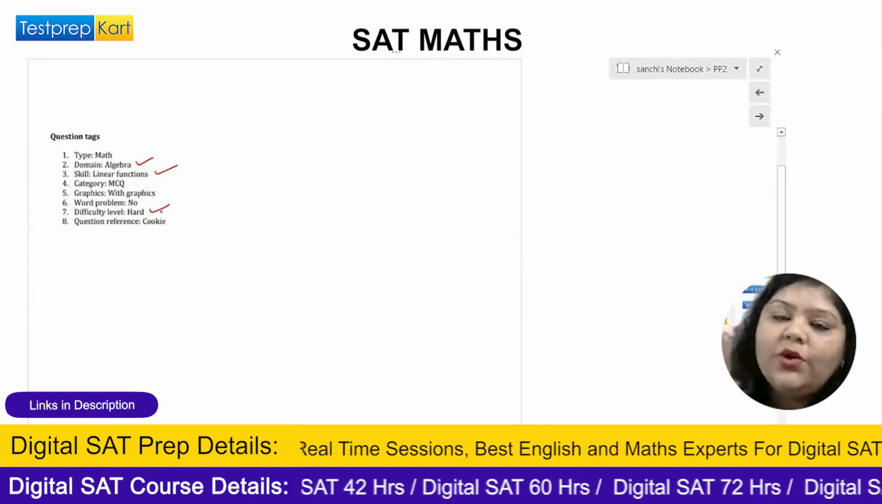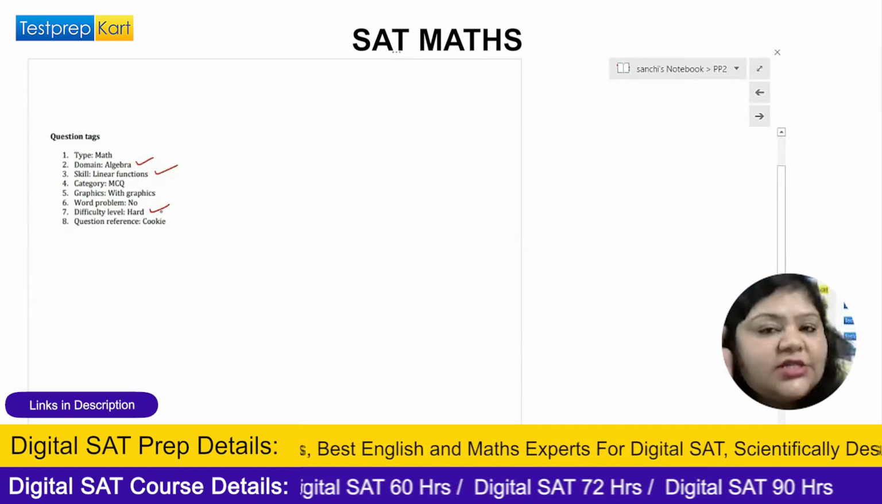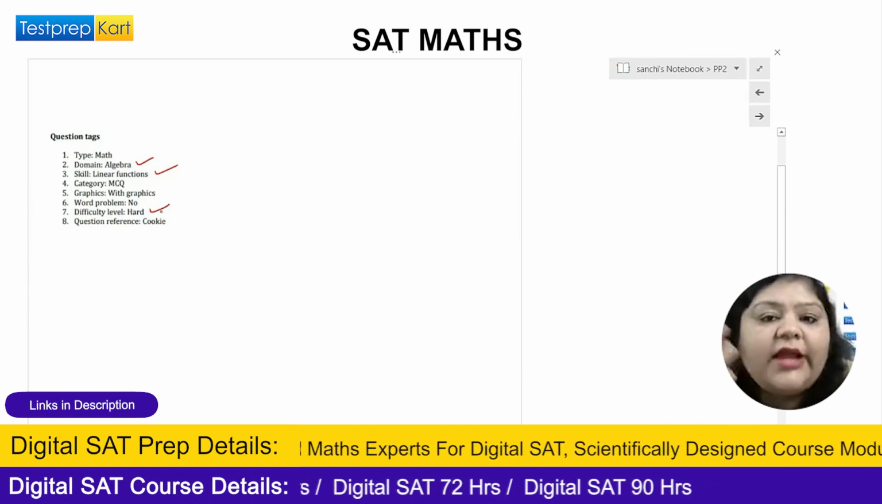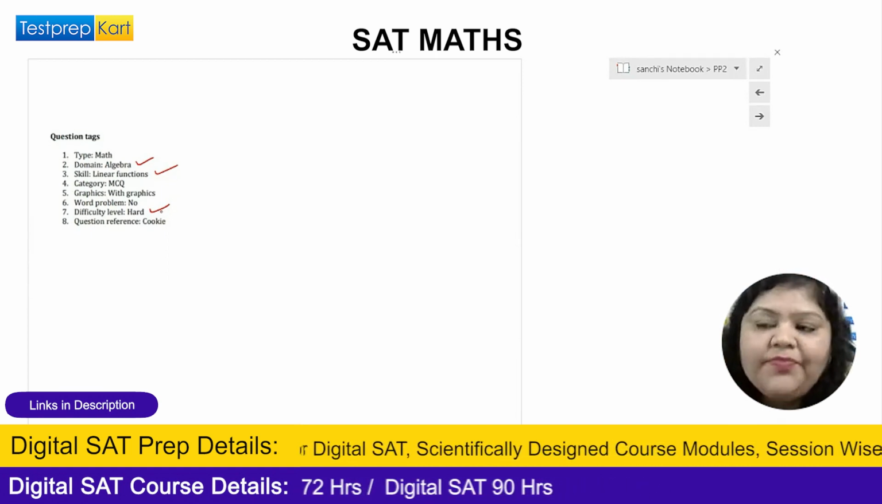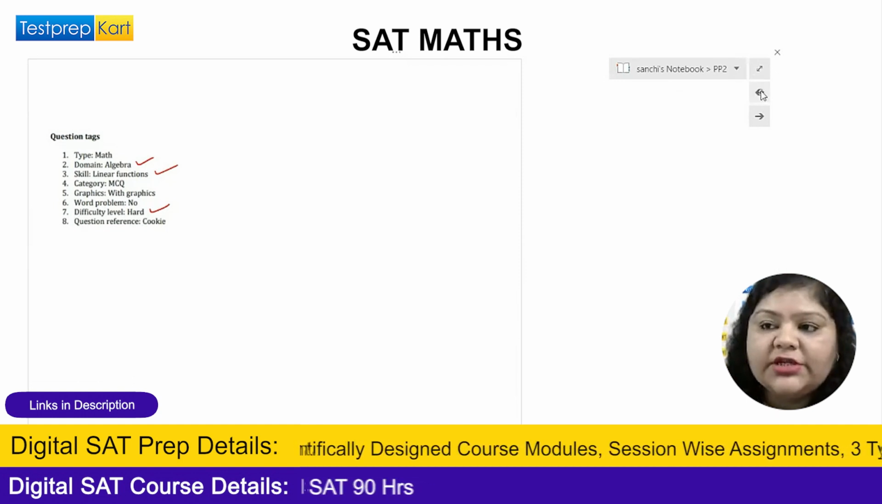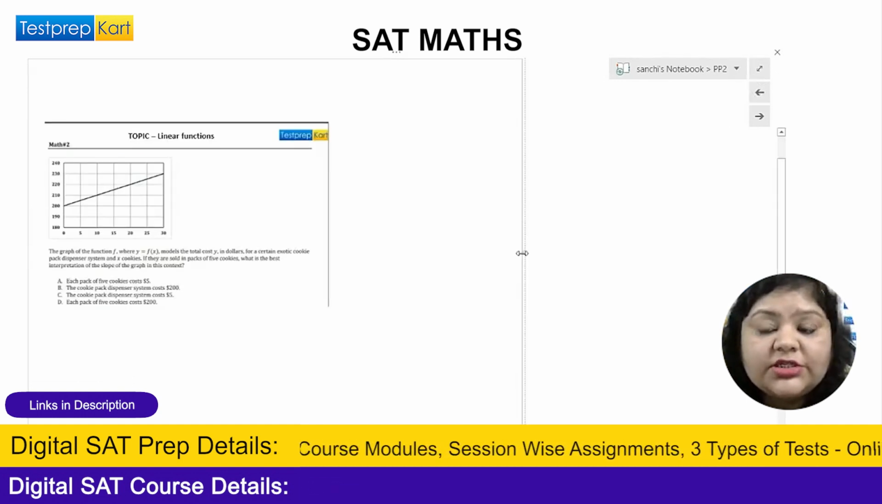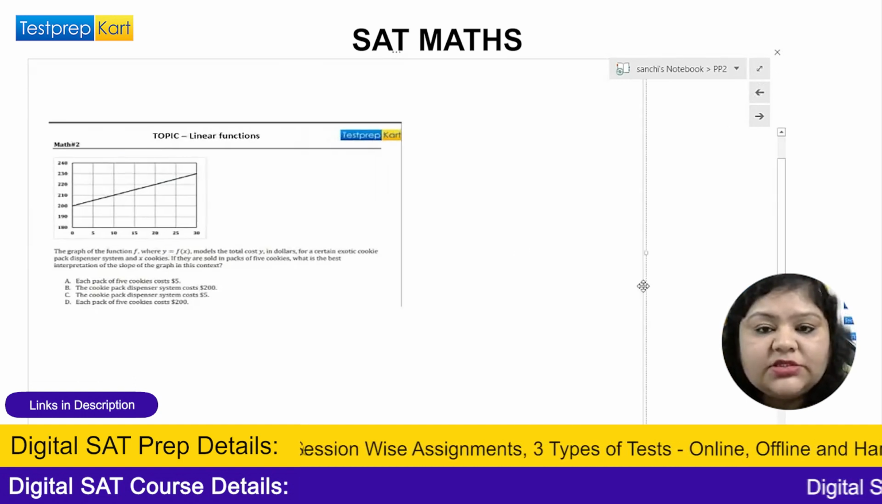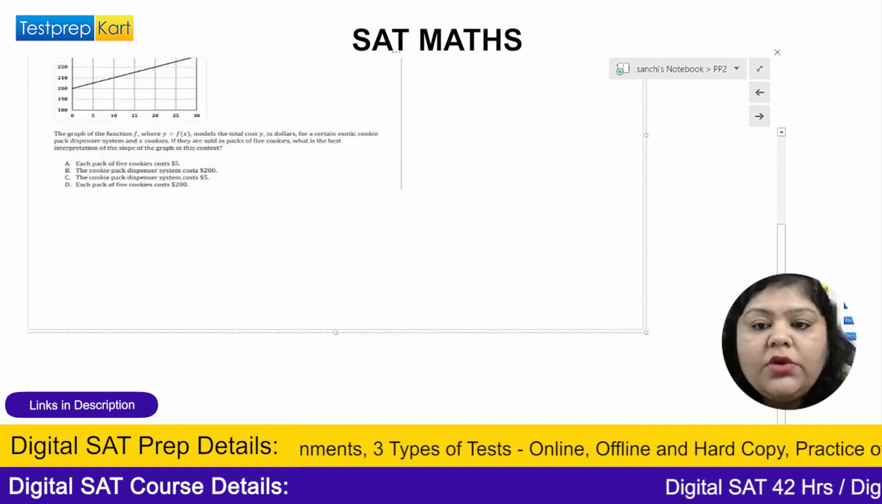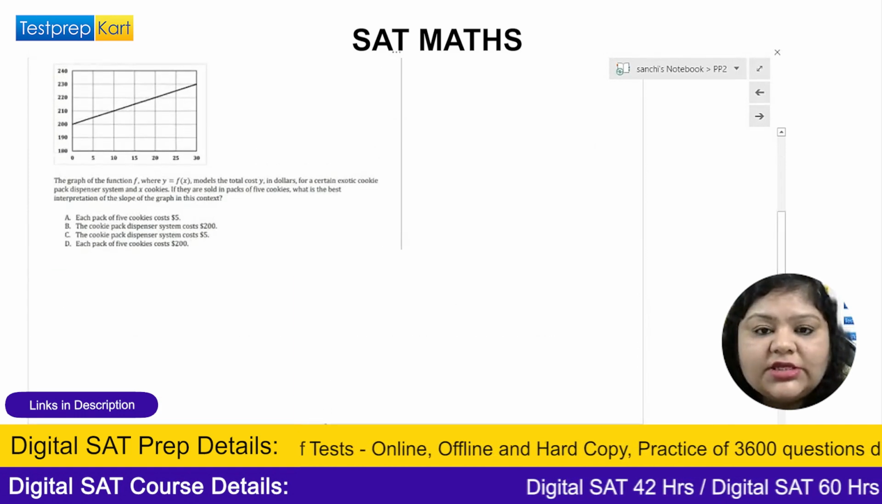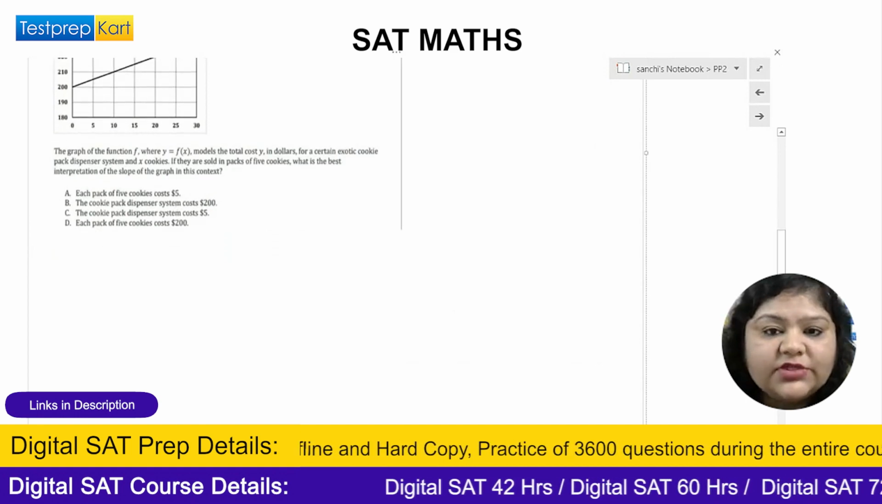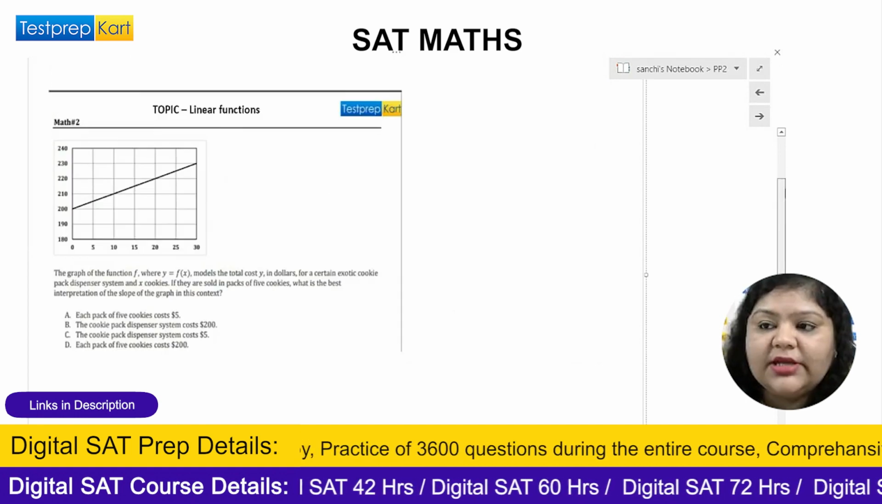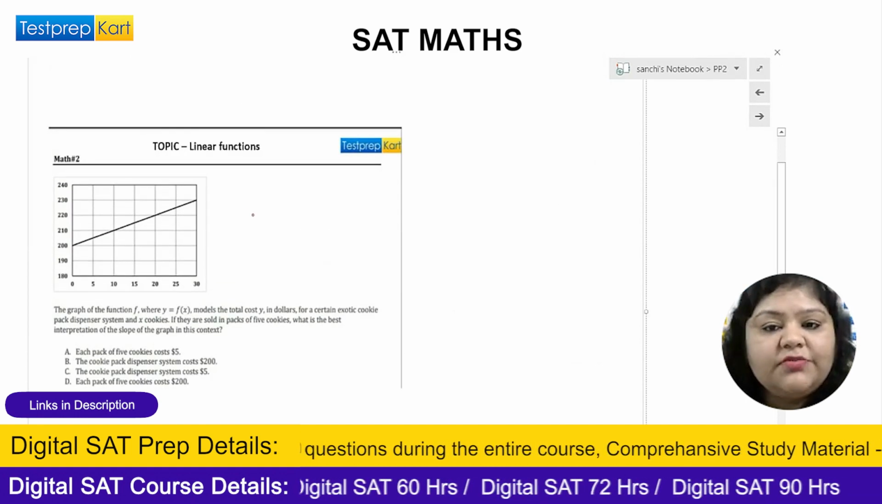But don't worry, it's not a difficult question, it's just a tricky question. That is why it is mentioned as hard. Now let me go back to the question and discuss what this question is saying. Let me scroll this a little bit so that we can see all of these things in a clear way. So the text has to be visible. Now let's discuss question number 2 together.